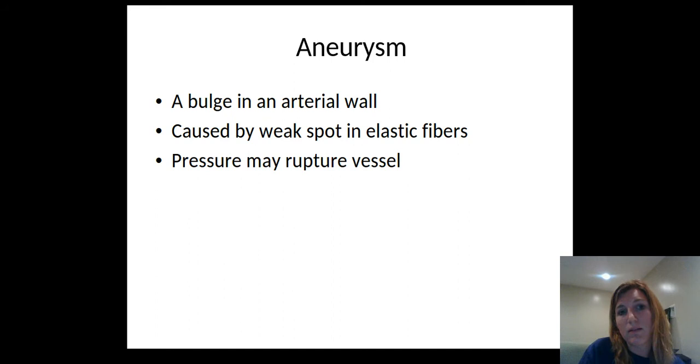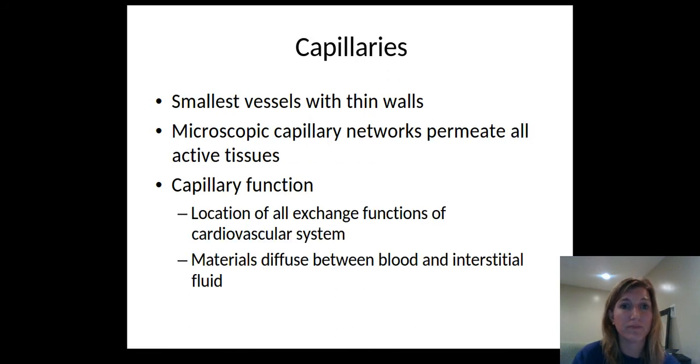An aneurysm is simply a bulge in the arterial wall. This could be from a weak spot in the elastic fibers, and that pressure builds and may actually rupture the vessel. The capillaries are the smallest vessels with very, very thin walls. Overall function is for exchange between the blood and the interstitial fluid.